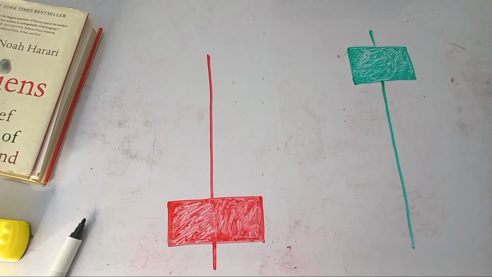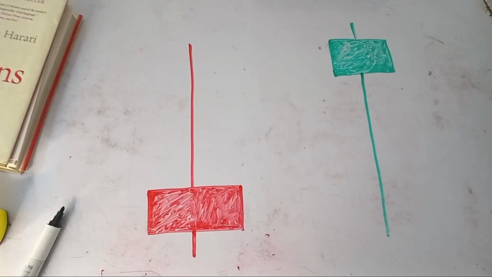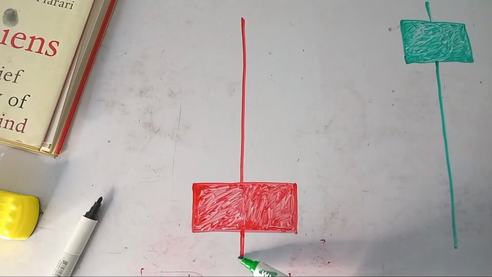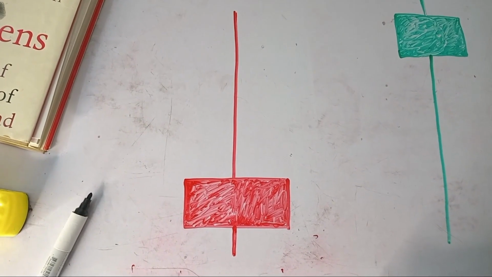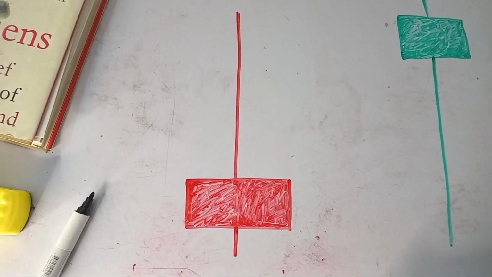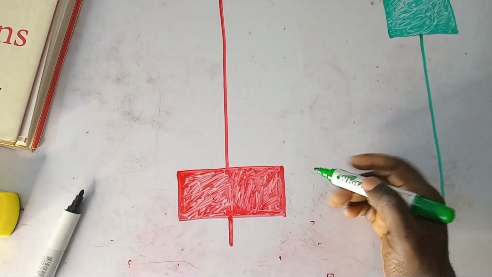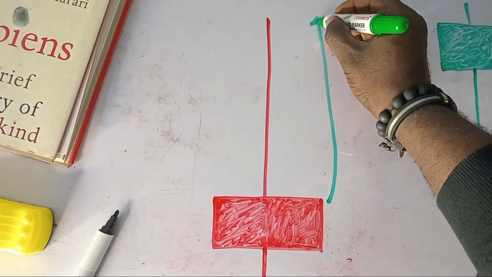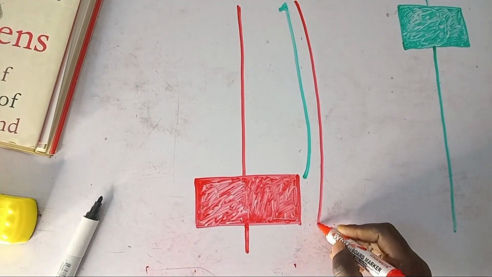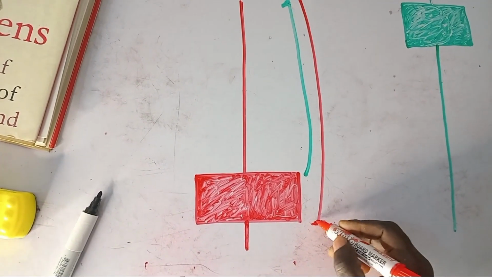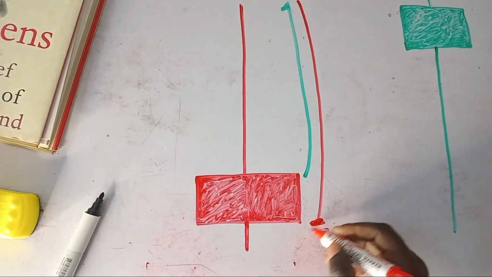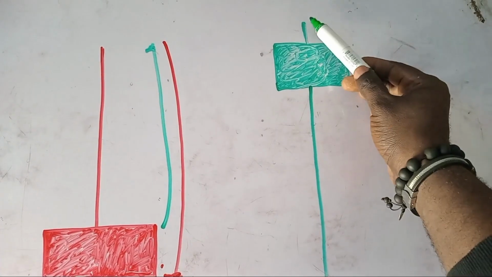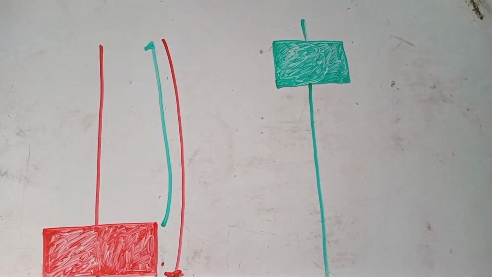Now, these two candlesticks are known as long shadows. A candlestick with a long upper shadow and a shorter lower shadow indicates that buyers dominated during the first part of the session, bidding price higher. Buyers dominated, moving prices all the way to this level, but eventually price dropped to close at this price level.